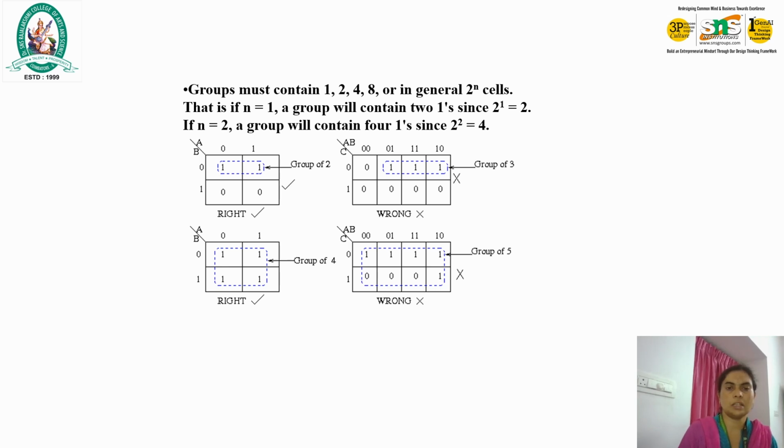So what the rule is telling is that we have to concentrate on groups of either 2, 4 or 8. Odd-numbered groupings, for example 3, 5, 7, should not be formed. Such types of groups should not be allowed in a Karnaugh map. This is one of the important rules in K-map.